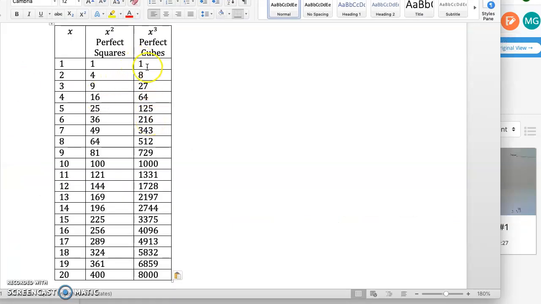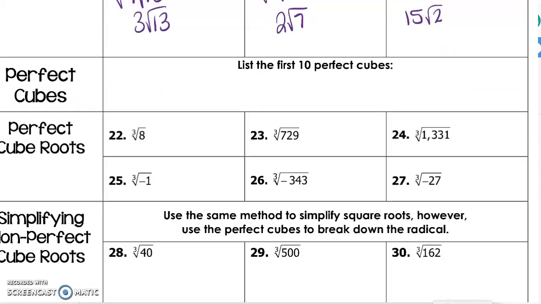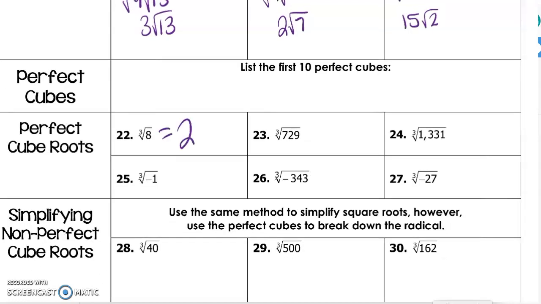So the perfect cube, or the cubed root of 1 goes back to 1. The cubed root of 8 is 2. That's because 2 to the third, or 2 times 2 times 2 is 8. The cubed root of 27 is 3, so on and so forth. So when we do the cubed root of 8, we just looked at that and we get 2.